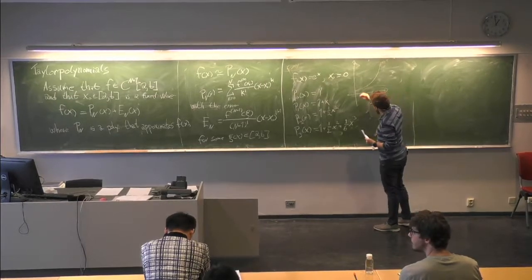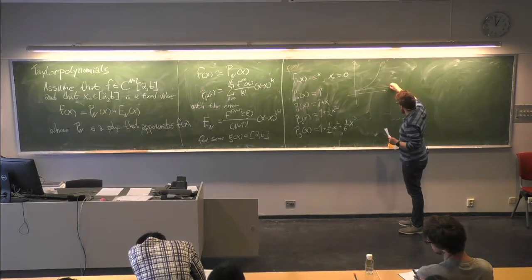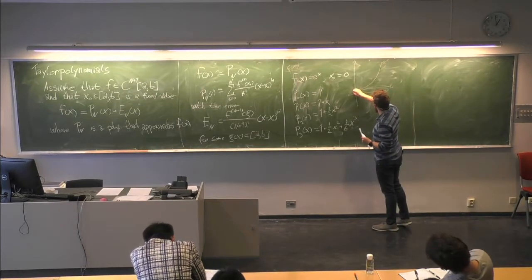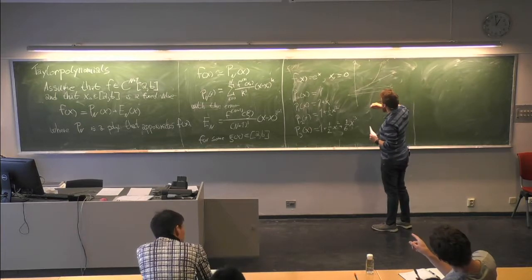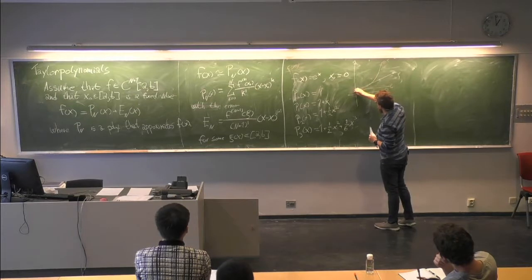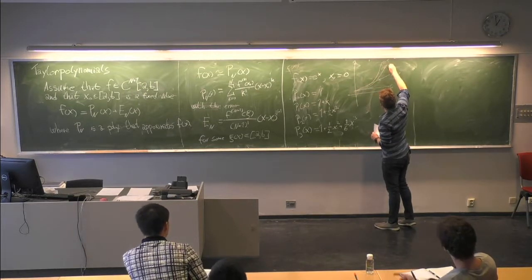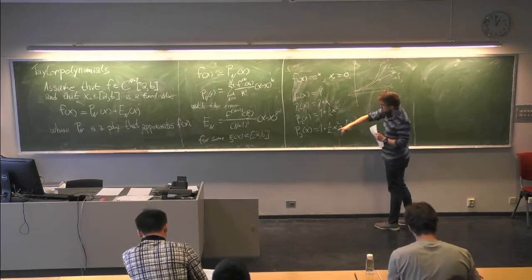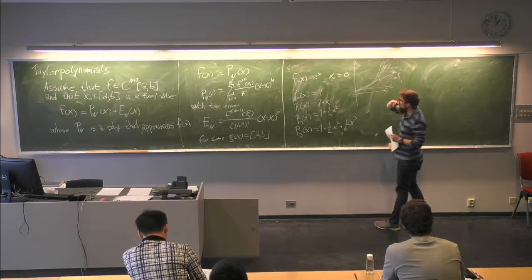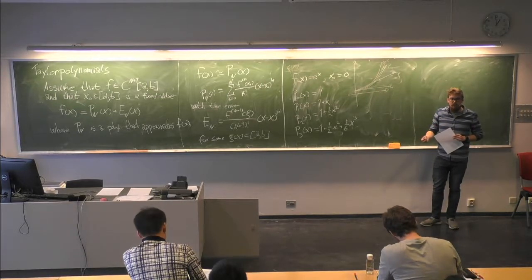So the first one, P0, is 1, P1 is a straight line like this, P2 adds some curvature, and P3 might add even more curvature. For higher and higher degrees, they will be more and more accurate.